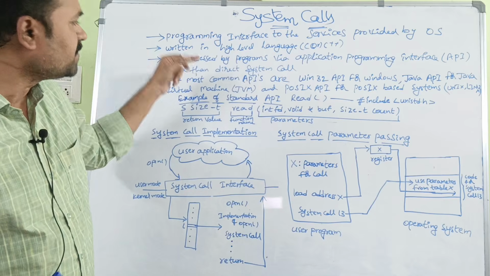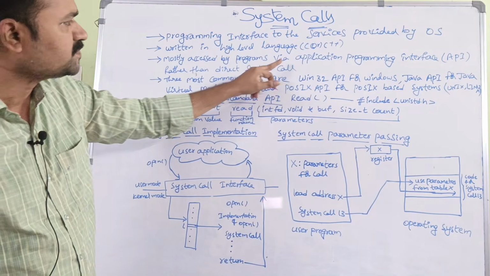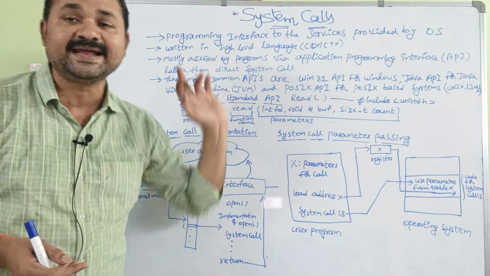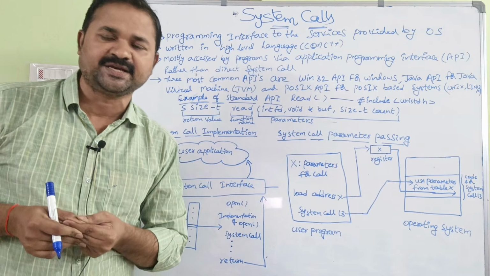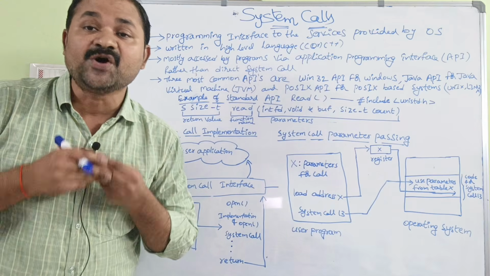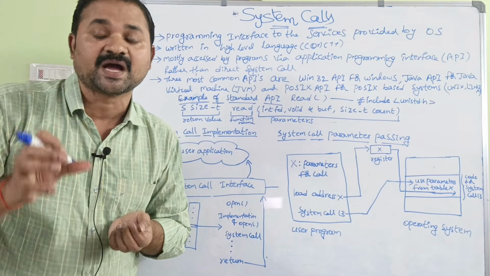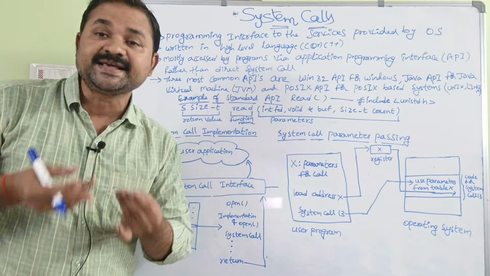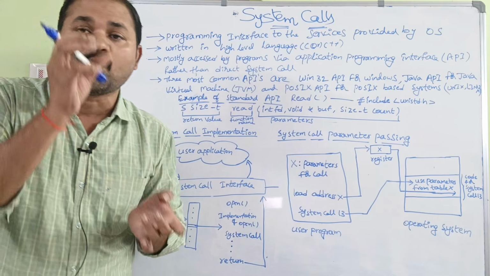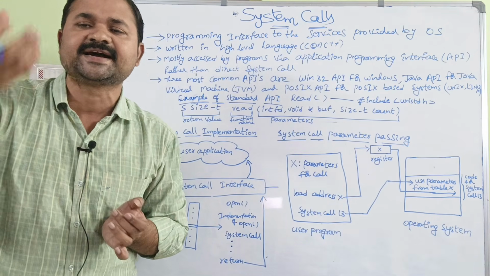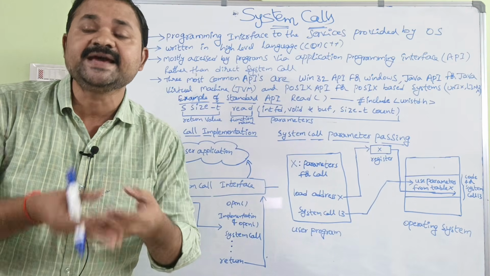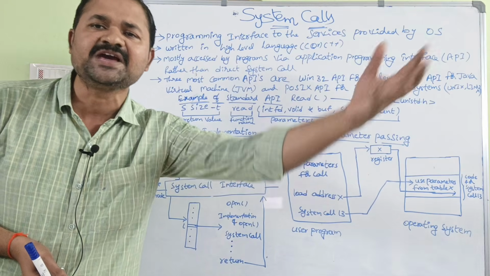Here mostly system calls can be accessed by programs via the application programming interface, API, rather than direct system call. So this is a very important point. There is no need to call the system call directly. Instead of that, we will use API, application programming interface. What is API? API is a collection of library functions. So if we call that function, then automatically the corresponding system call will be executed. Who will develop the API? That API is developed by the corresponding programming language manufacturer.